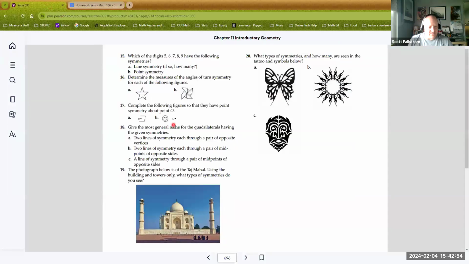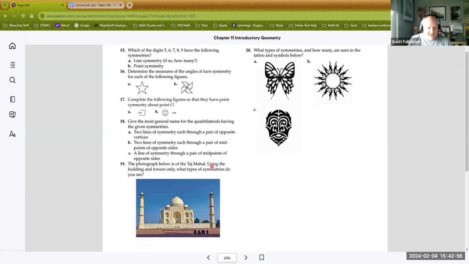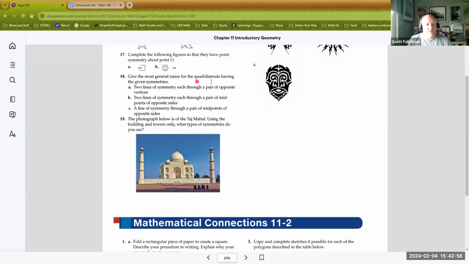What was it? 16 through 18. Okay, so 16, 17, and 18. Give the most general name for quadrilaterals having these symmetries. Now remember, these are only quadrilaterals, 4 sides. So 2 lines of symmetry through each pair of opposite vertices. Okay, 2 lines of symmetry. What kind of a shape has that? Is it a rectangle, a parallelogram, a trapezoid? What is the most general name you can find that makes that happen?